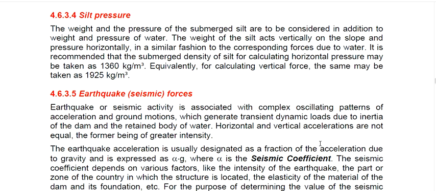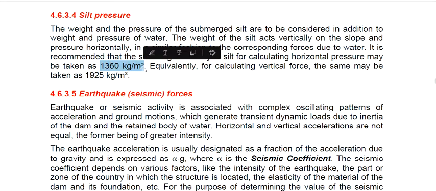Basically, silt pressure has two components. First one in the horizontal direction and second one in the vertical direction, which is on the slope side. The value for the submerged density of silt for the sake of calculation in the horizontal pressure may be taken as 1360 kg per meter cube.